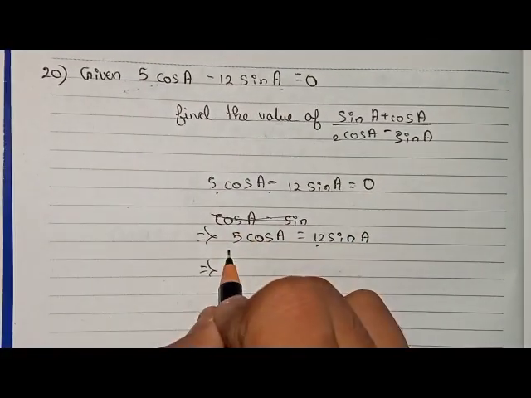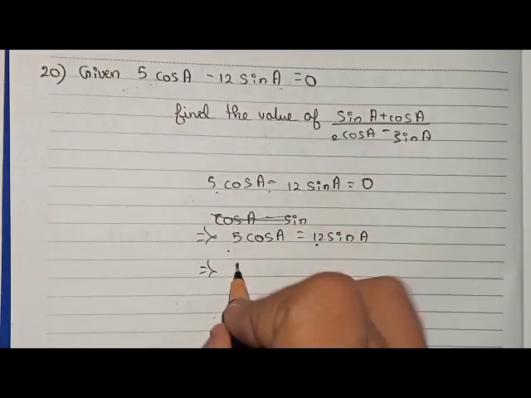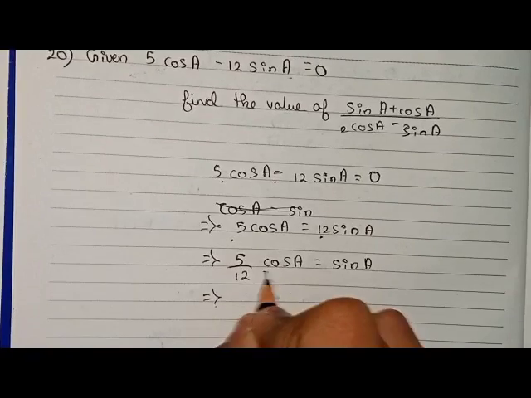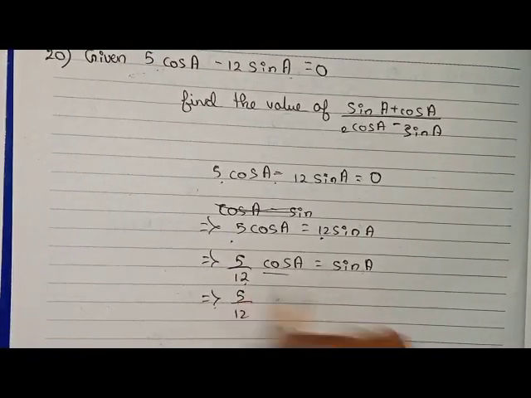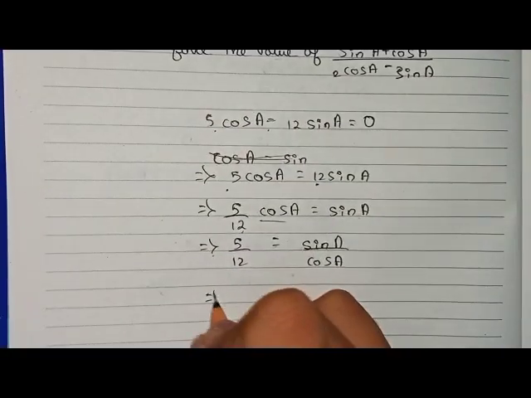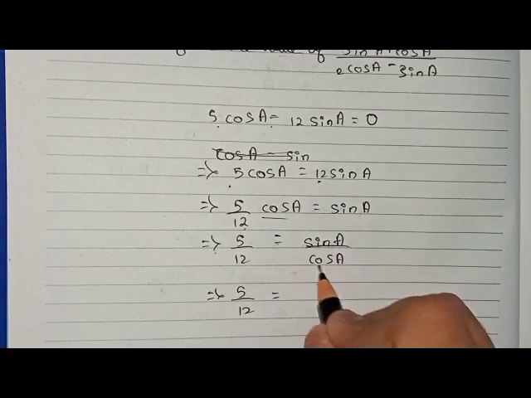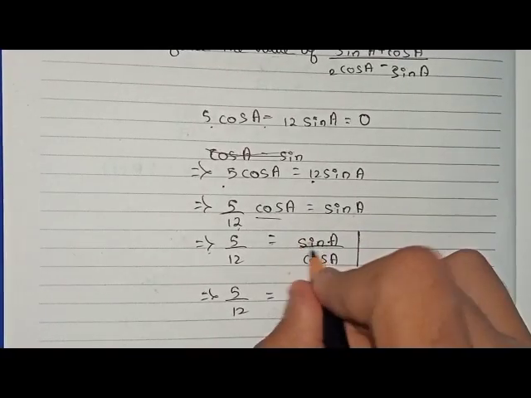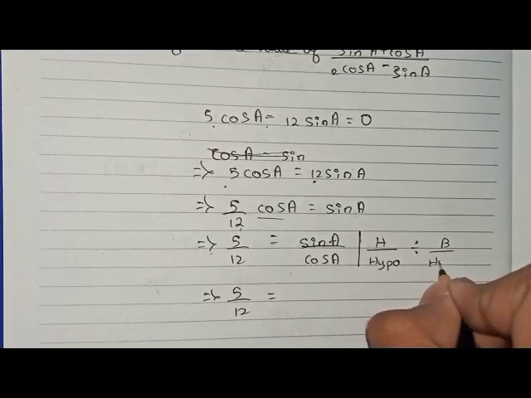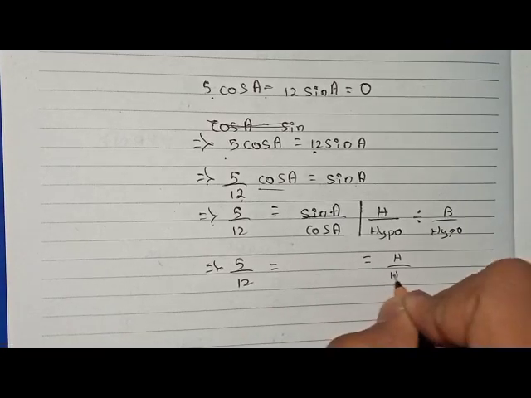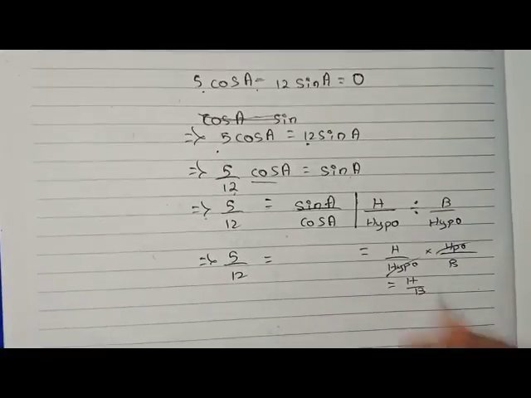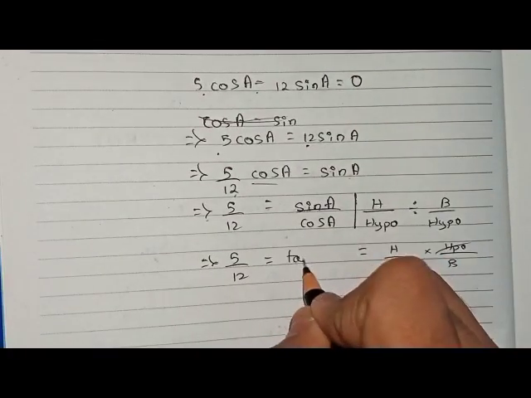Now see, 12 we take to this side. As it is in multiplication here, it will go for division. So 5 by 12 cos A is equal to sin A. Now we take this cos to the other side, so it goes for division: sin A by cos A is equal to 5 by 12. Sin A means height by hypotenuse, divided by cos A, base by hypotenuse. Height by hypotenuse multiplied by hypotenuse by base, hypotenuse cut, remains height by base, which means tan A. So 5 by 12 will be tan A.